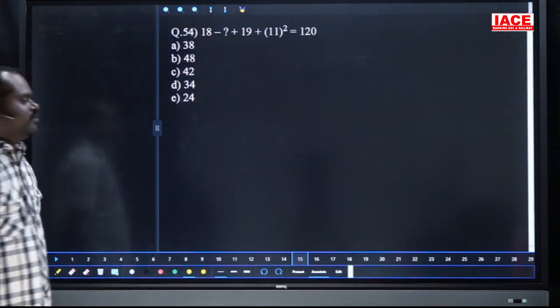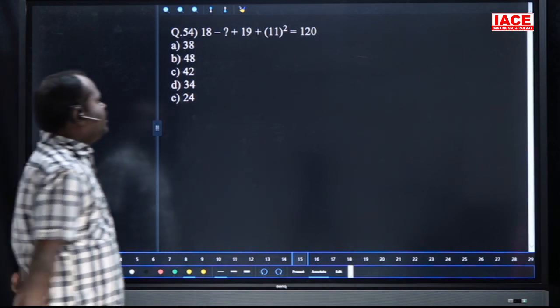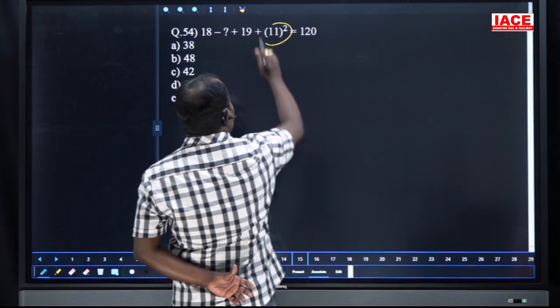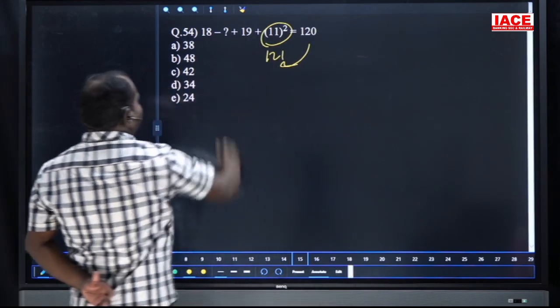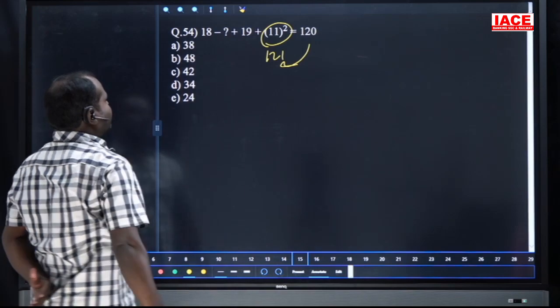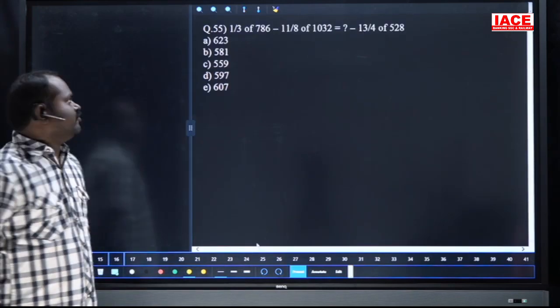Now we are looking at question number 54. 18 minus question mark plus 19 plus 11 square. 11 square is 121. 121 minus 120 is 1. 1 plus 19 is 20, plus 18 is 38. Next. Now we are looking at question number 55.